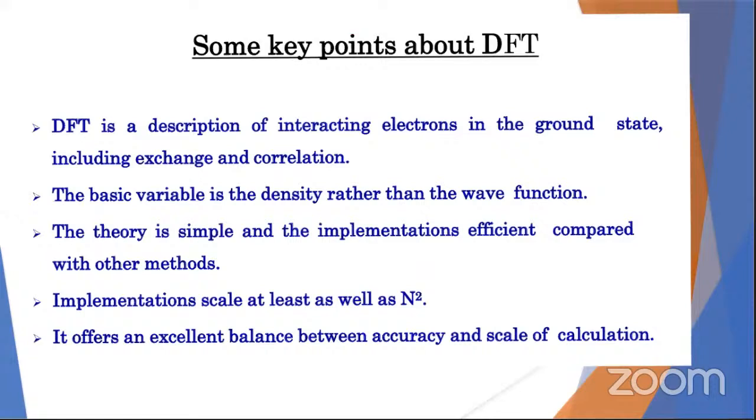DFT is a description of interacting electrons in the ground state, including exchange and correlation, where the basic variable is the density rather than the wave function. In the Schrodinger equation, the wave function is used, but in density functional theory, density is used in place of the wave function. The theory is simple, implementable, efficient compared to other methods, and computationally cost effective, so it is more useful than other computational methods.